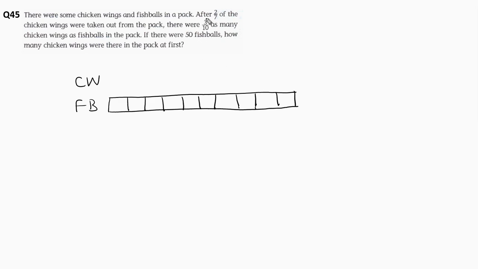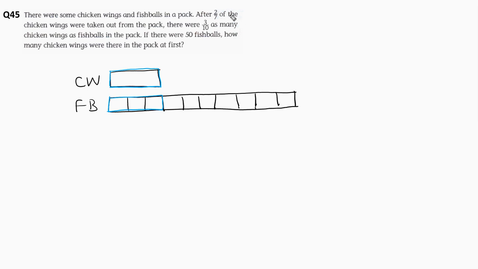And it says there were 3/10 as many chicken wings as fish balls. That's after some were taken out, but this is what we can draw now. There were 3/10 as many chicken wings as fish balls. So that means the amount of chicken wings that are left is the same as 3/10 of the fish balls. Okay, so this is the same as this.